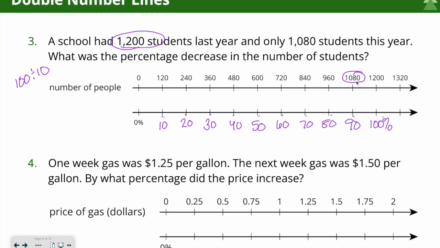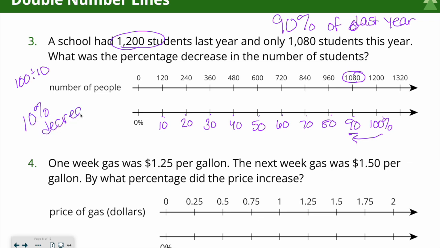And we can see the 1,080 students is 90% of the original, or of last year, which means to go from 100 to 90, it was a 10% decrease. We took 10% away from 100.